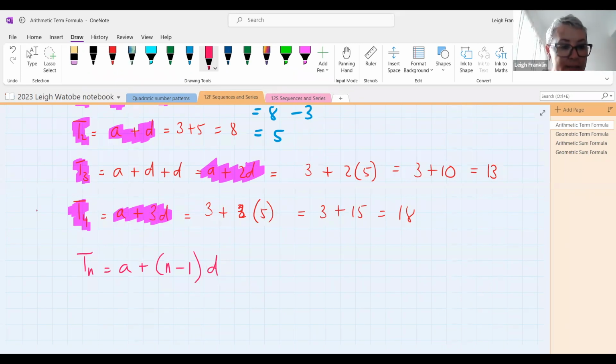Okay, so that is exactly the same as what I'm showing you over here. So a is the first term, and then n minus 1. So when it was term number 4, there were 3 differences. When it was term number 2, there were 2 differences. So that's why it's (n minus 1) times d. Okay, so very, very important. The d is being multiplied into the brackets.